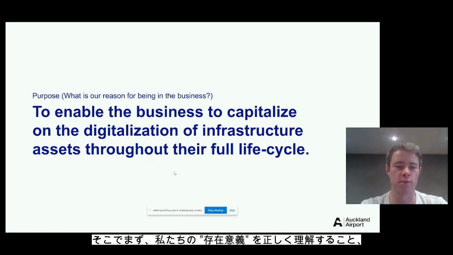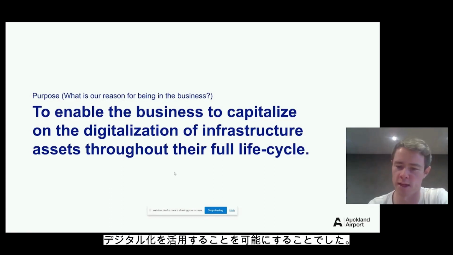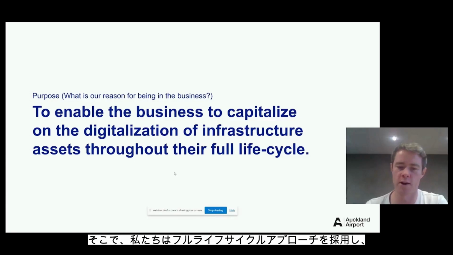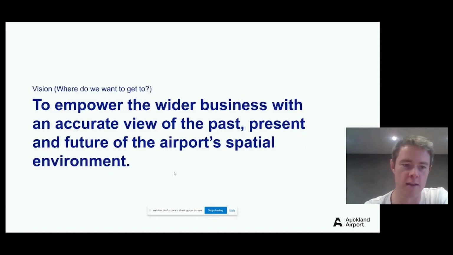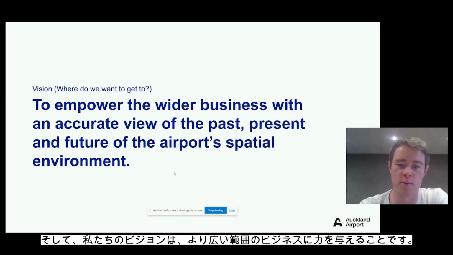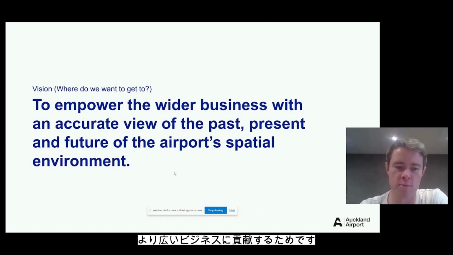So first thing was to get our reason for being right, and what we do within the business is enable the business to capitalize on the digitalization of infrastructure assets throughout their full life cycle. So we're taking a full life cycle approach, and our aim is to digitize the relevant airport assets so that the business can see. And our vision is to empower the wider business with an accurate view of the past, present, and future of the airport's spatial environment.